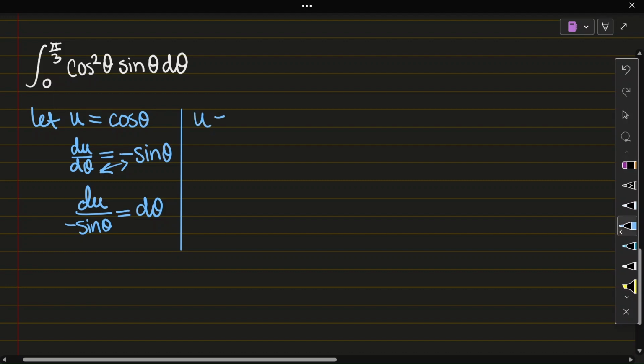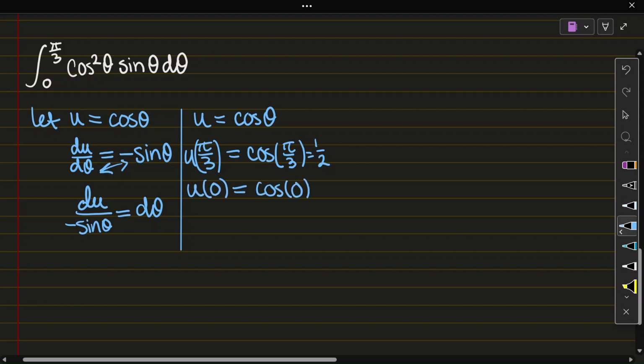So when U is equal to cosine theta, U evaluated at pi over 3 is cosine of pi over 3, and that is 1/2. And U of 0 is equal to cosine of 0, which is 1. So that tells me that my bounds on my integral are from 1 to 1/2. So this is the integral from 1 to 1/2 of, let's see here.